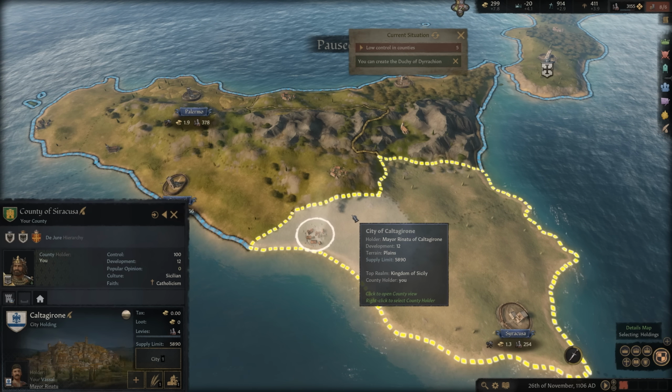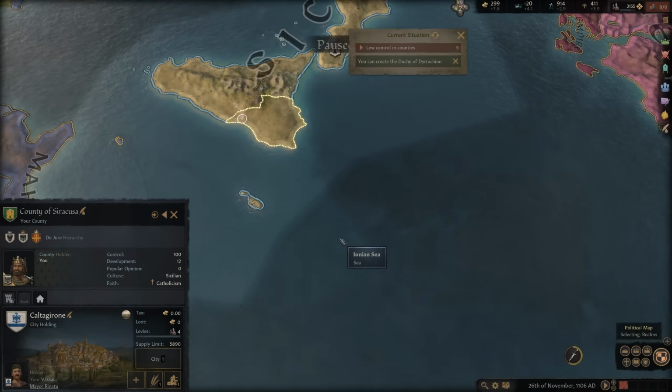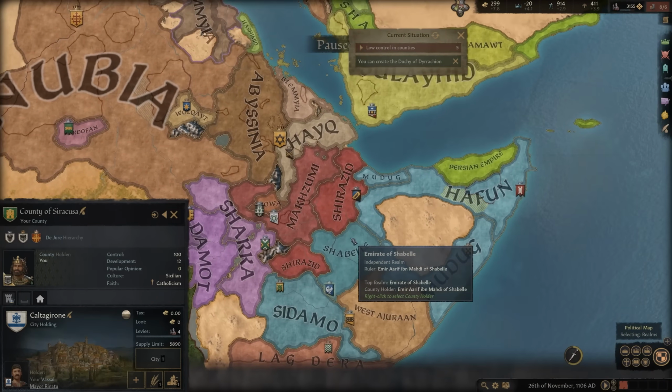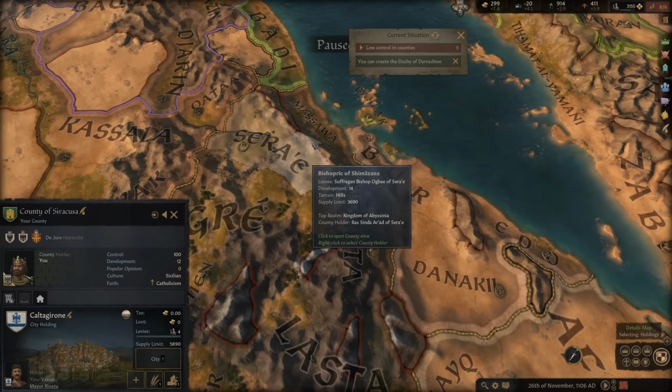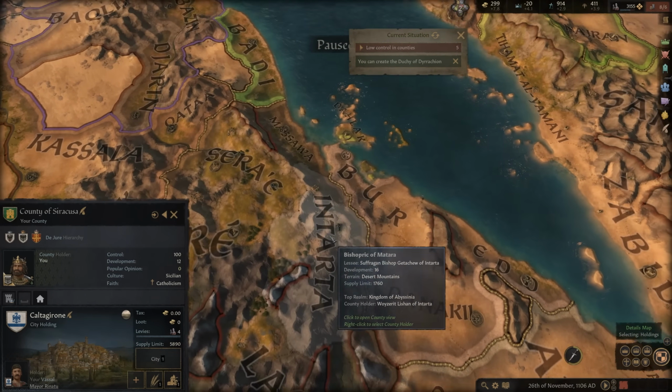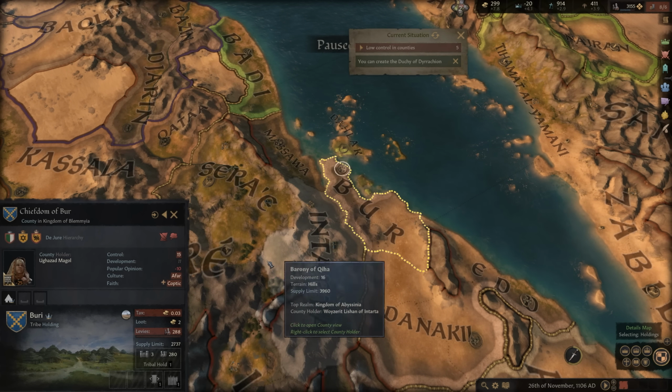Sometimes though, you're looking at a location like this. A good example would be if I was playing my Abyssinia campaign. A lot of this stuff is tribal, and since you're a feudal government, you can't manage those. So you can say, look at this place. Oh, it's a tribal holding.